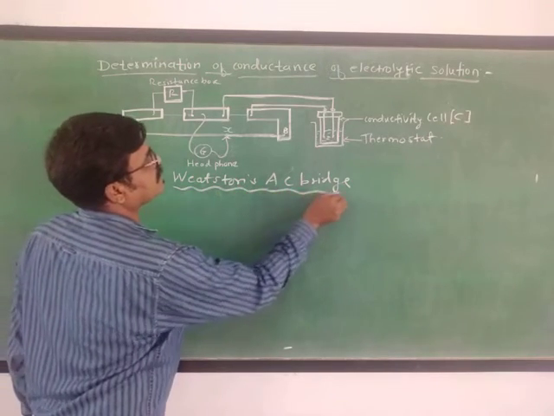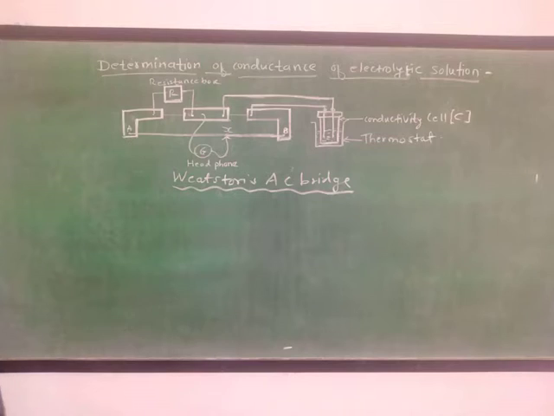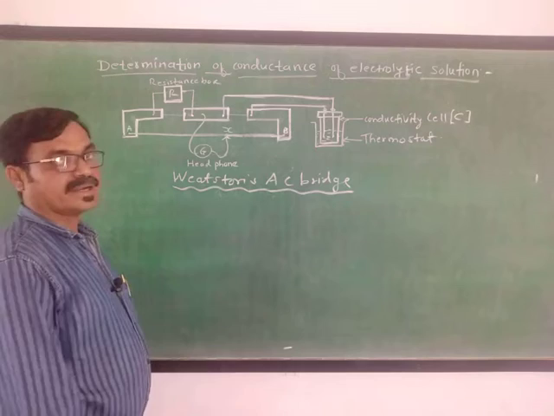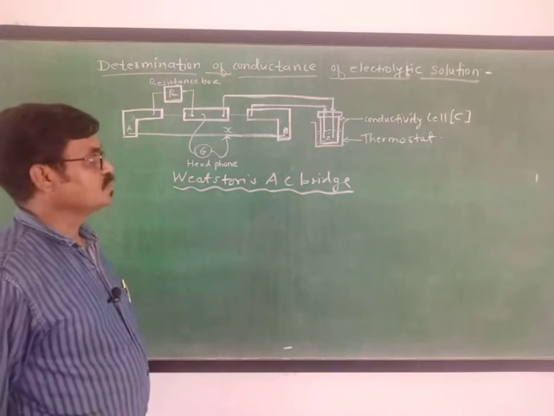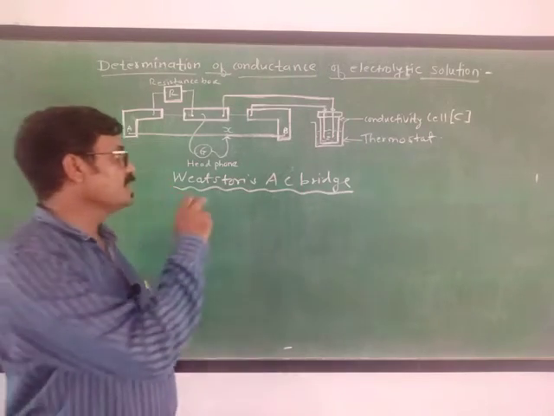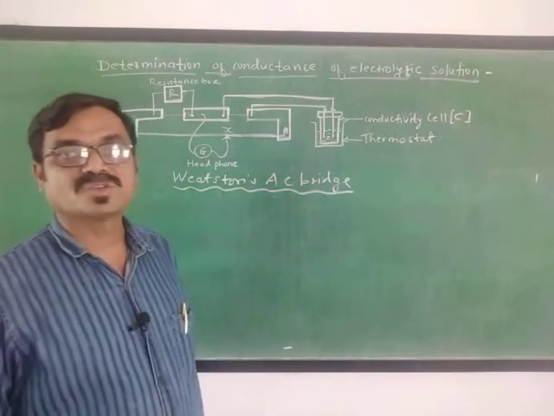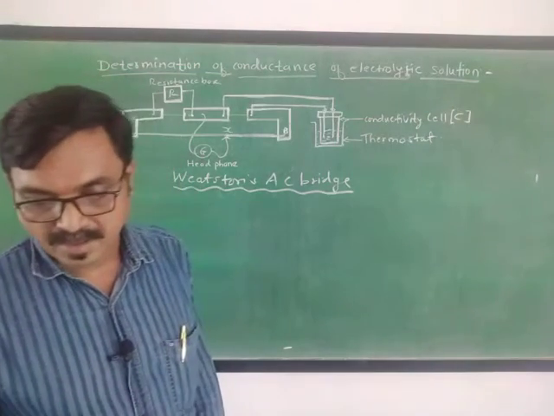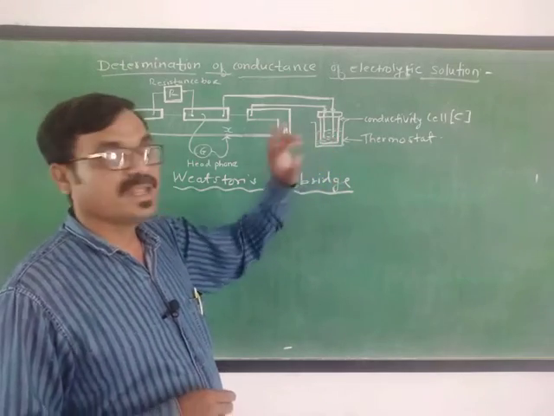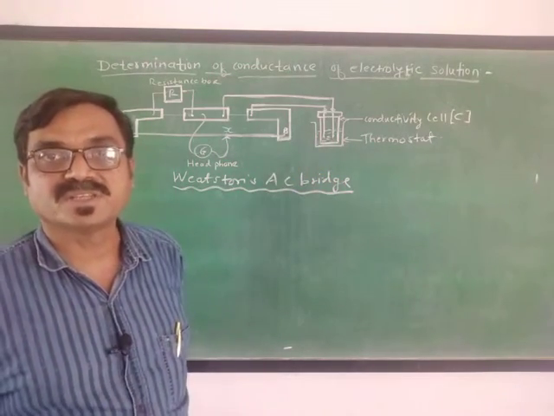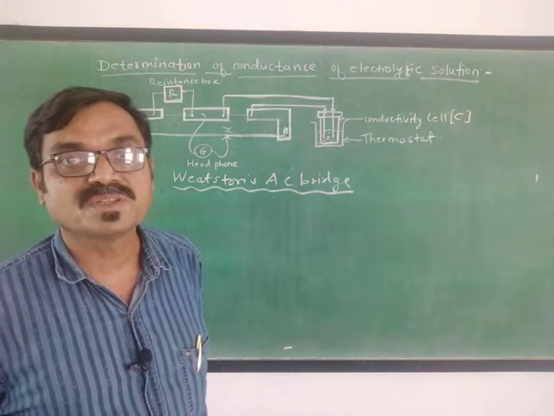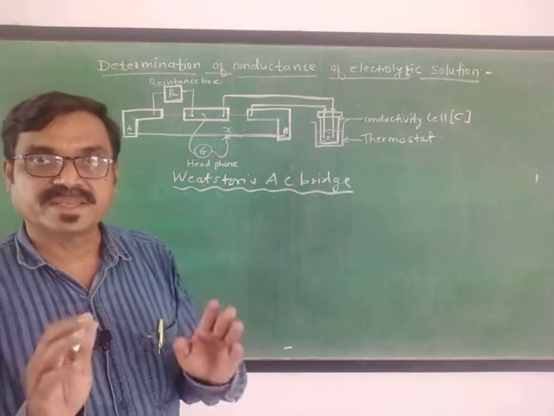Now in this Wheatstone's AC bridge, in this diagram, the AC current is used and direct current, that is DC, is not used. But why is AC used? Why is direct current not used? Because due to direct current, here in the conductivity cell there is a possibility of electrolysis, and that's why due to electrolysis the concentration of the solution may change. That's why DC cannot be used.